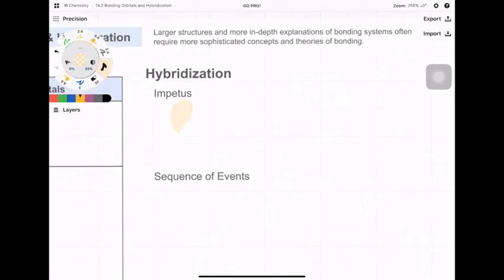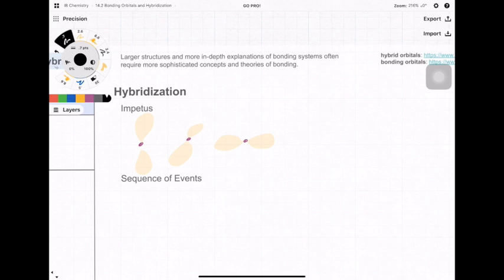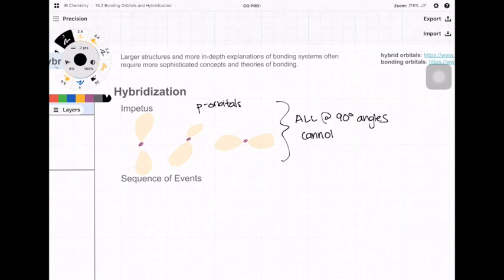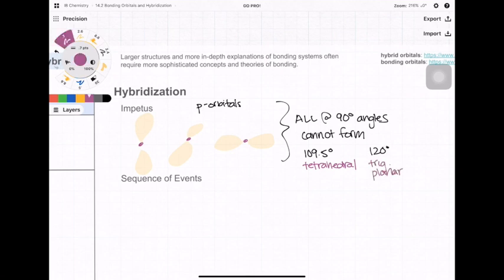Okay, so let's take a look again at hybridization. The impetus for this idea of hybridization came from the fact that the shape of the p orbitals are at 90 degrees from each other. So I've drawn all three of them, px, py, and pz, and they're all at 90 degrees to each other, and so they cannot form the angles that have been experimentally determined, such as 109.5 degrees in tetrahedral shaped molecules, 120 in trigonal planar, etc.